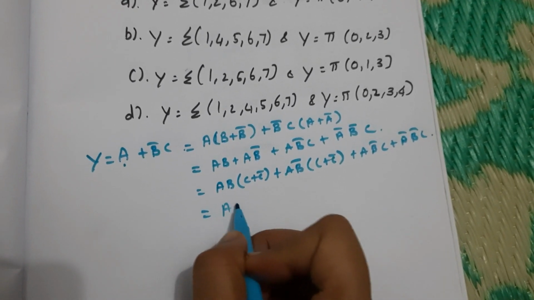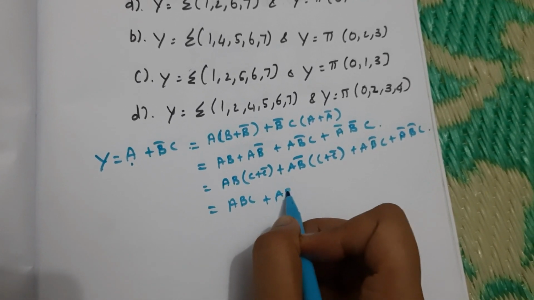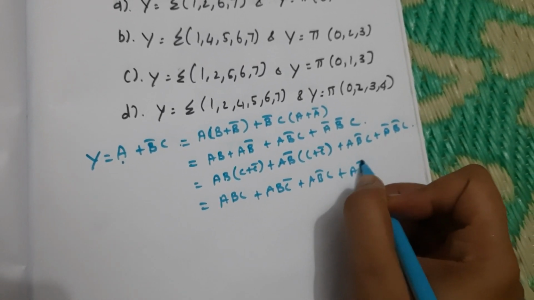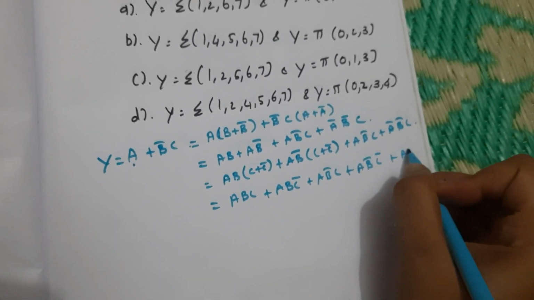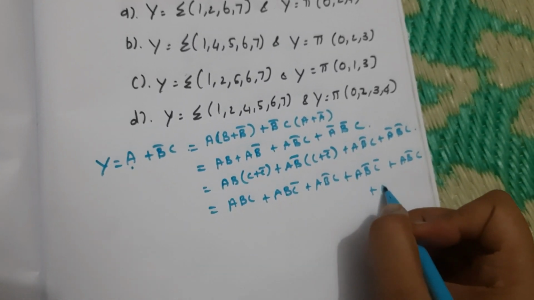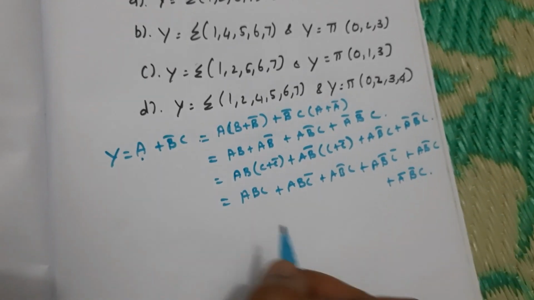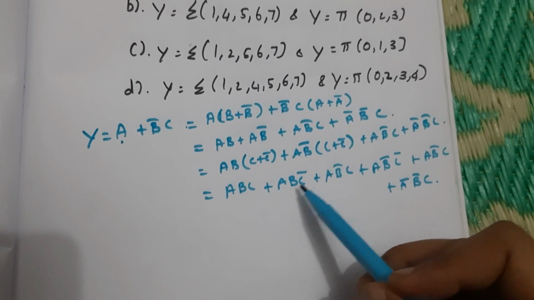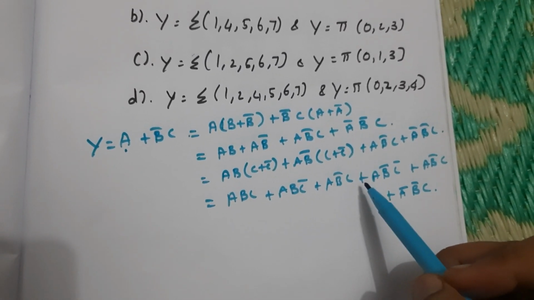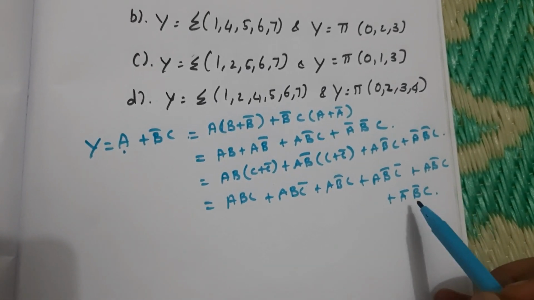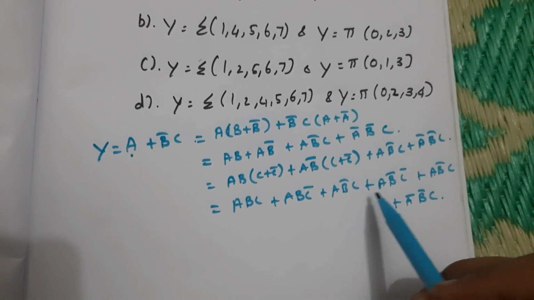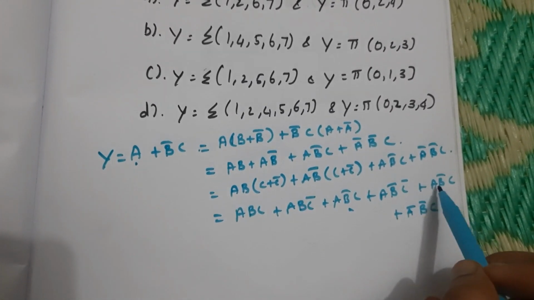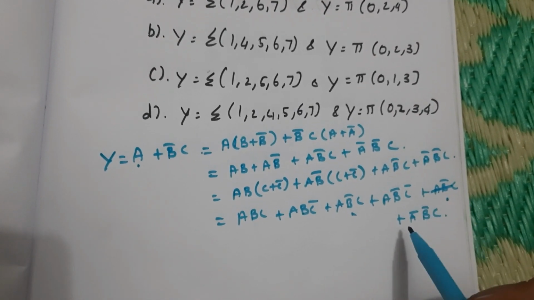So this becomes ABC plus ABC bar plus A B bar C plus A B bar C bar plus A B bar C plus A bar B bar C. Next, check for similar terms. If you have a similar term, we can eliminate any one of them. So we don't have any. Yeah, this one and this one are both the same, so we can take any one and eliminate one.